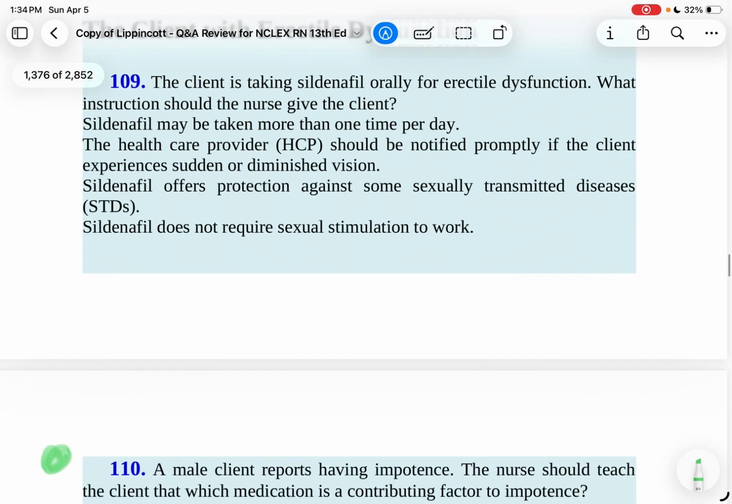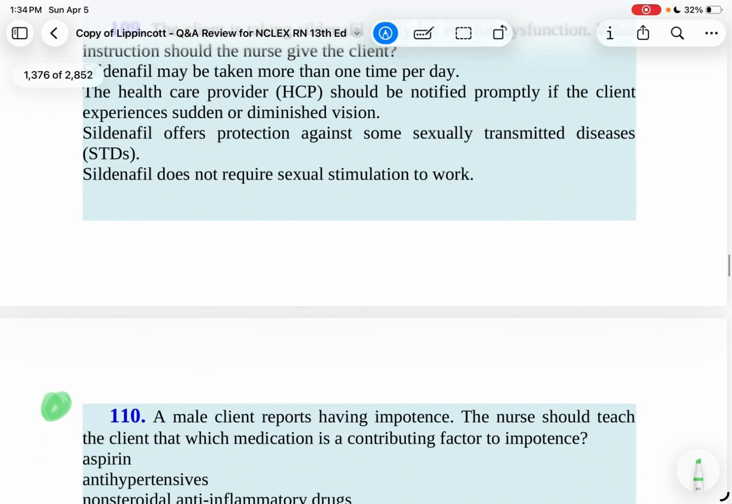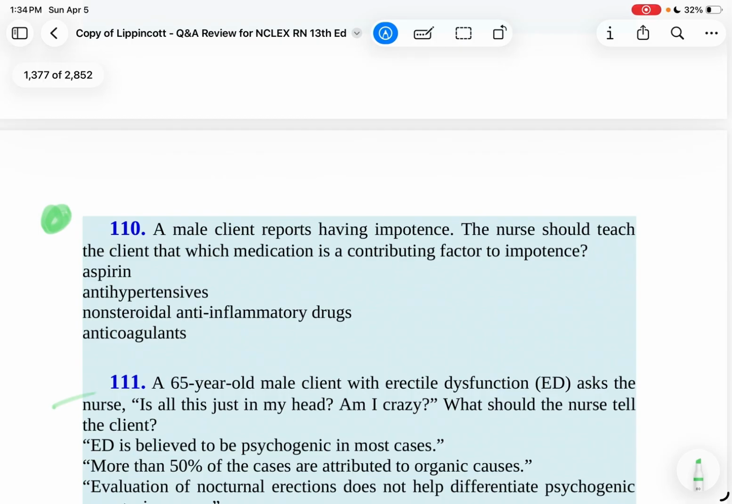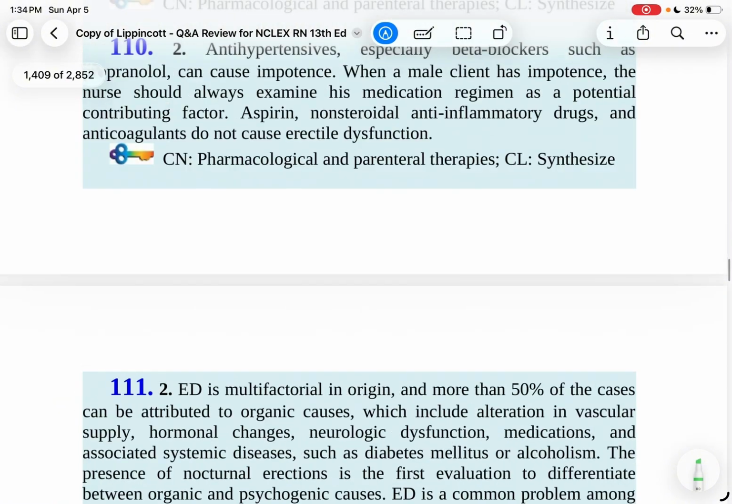A male client reports having impotence. The nurse should teach the client which medication could be the factor: antihypertensives ang sa impotence, diba? Beta blockers such as propranolol.